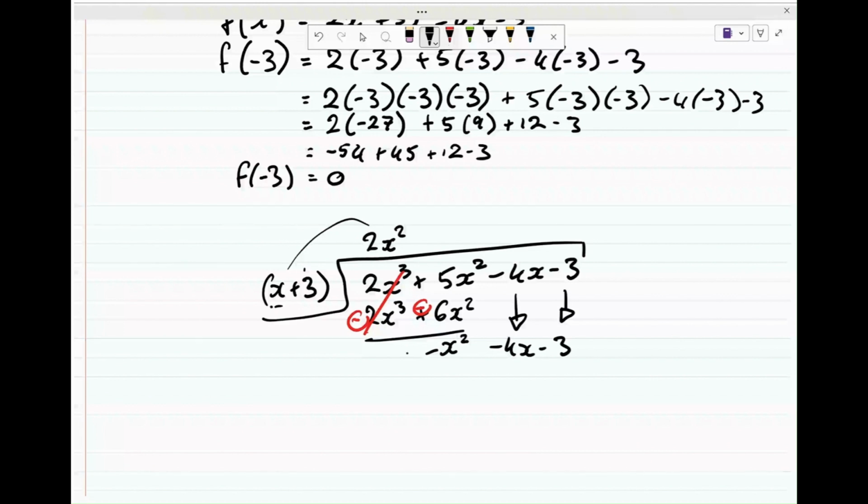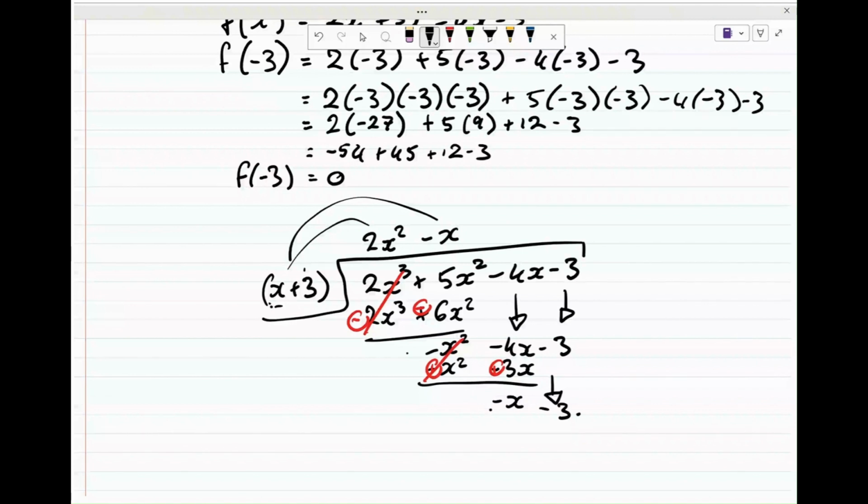First term into first term. x into minus x squared is minus x. Multiply back. Minus x times x is minus x squared. Minus x times 3 is minus 3x. Change your signs. Positive, positive. Add your lines together. Those will cancel. This will give you minus x. Bring down this. That's minus 3.